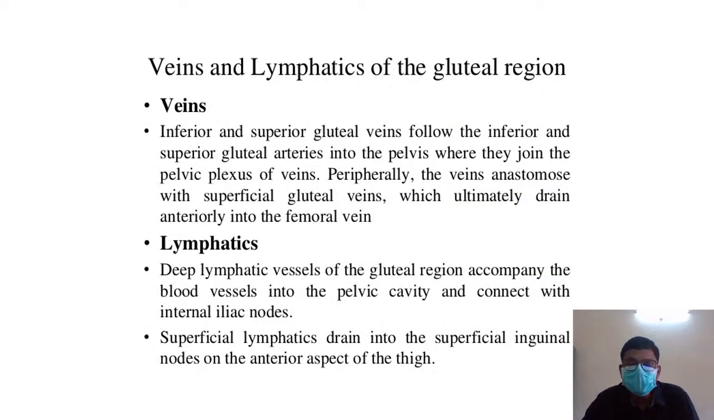Coming to the veins and lymphatics of the gluteal region, the inferior and the superior gluteal veins follow the inferior and superior gluteal arteries into the pelvis, where they join the pelvic plexus of veins. Peripherally, the veins anastomose with superficial gluteal veins, which ultimately drain anteriorly into the femoral vein. Coming to the lymphatics, the deep lymphatic vessels of the gluteal region accompany the blood vessels into the pelvic cavity and connect with the internal iliac nodes.